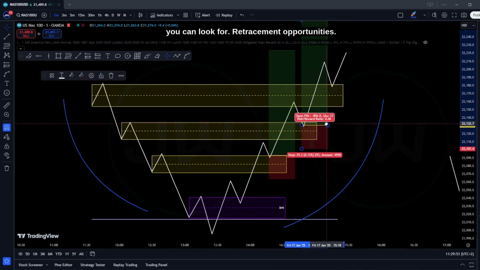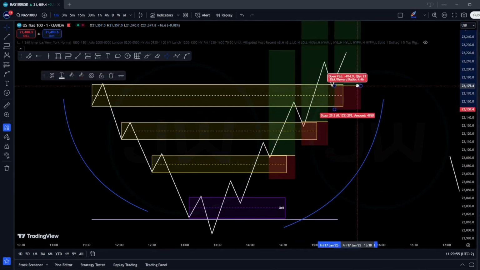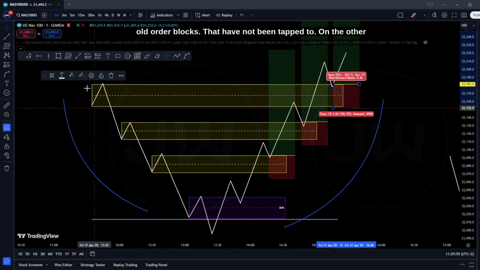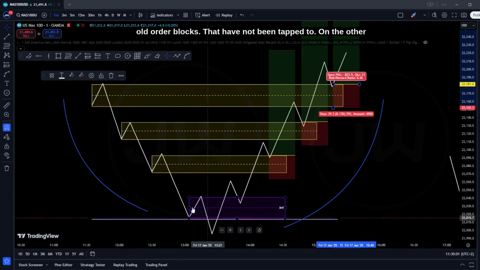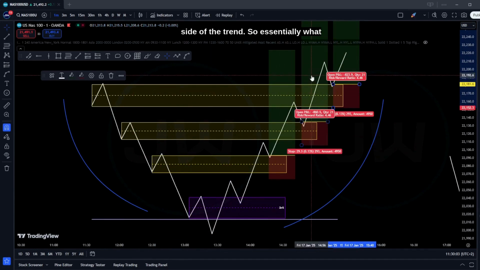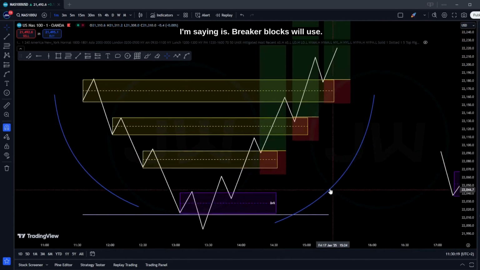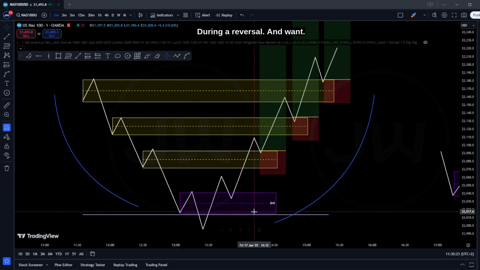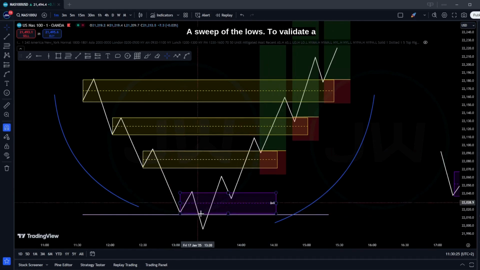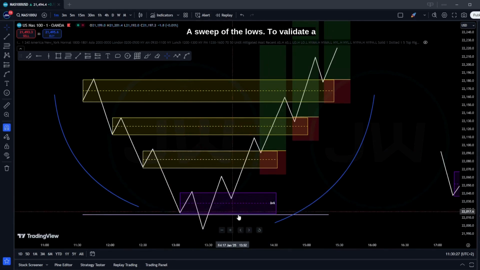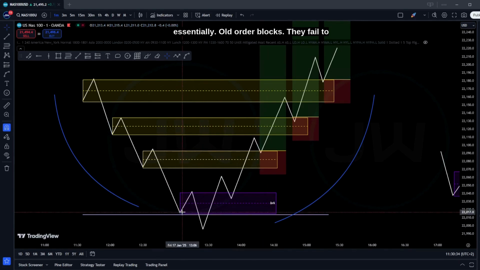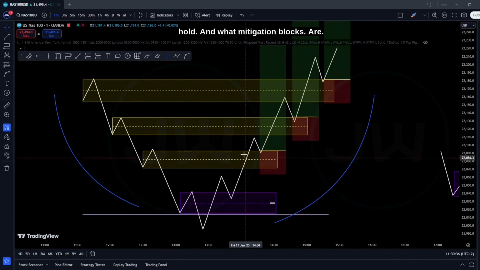So you can look for retracement opportunities where you see unmitigated or old order blocks that have not been tapped to on the other side of the trend. So essentially what I'm saying is breaker blocks we'll use during a reversal, and we want a sweep of the lows to validate a breaker block.